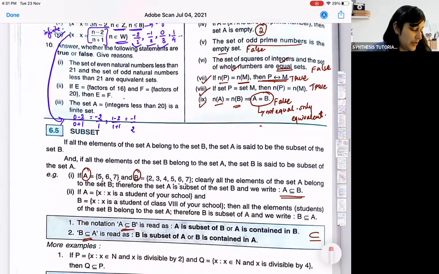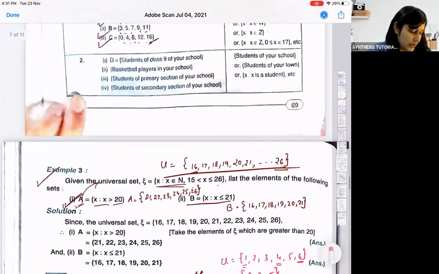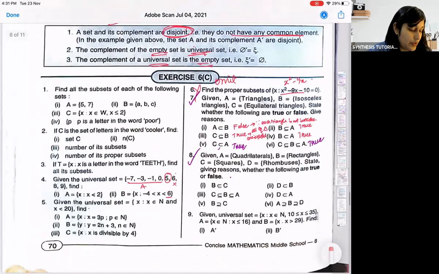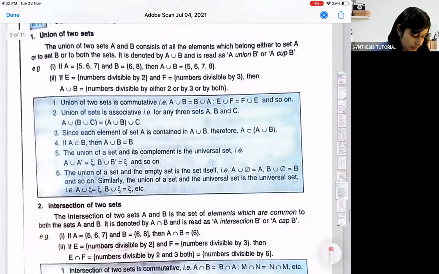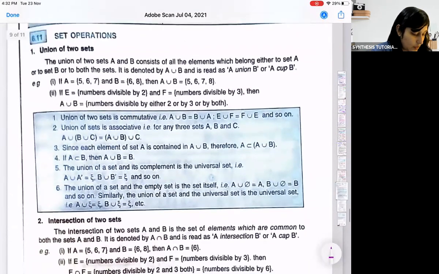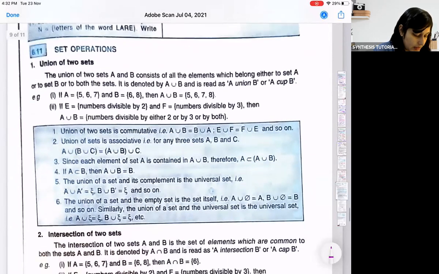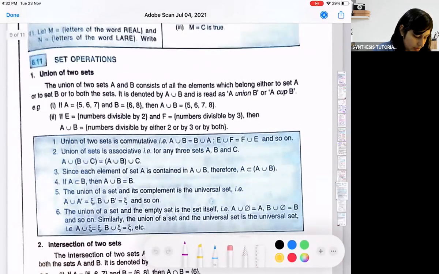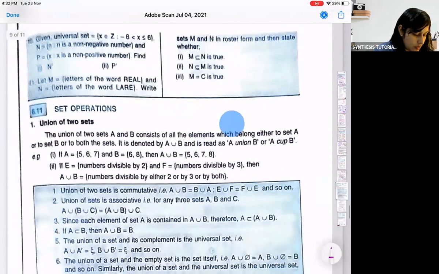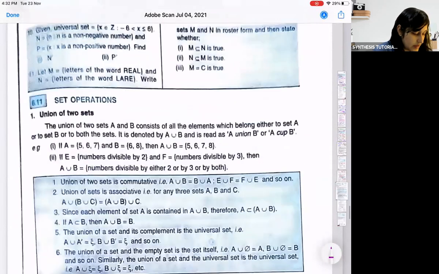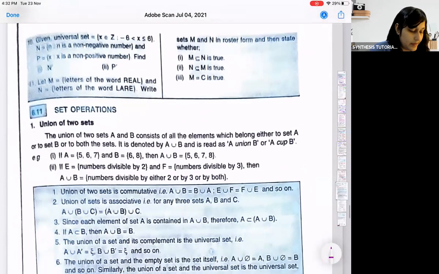All right. So anyways, so as you can see right here, union of two sets. So clearly, why did this work? Why can't I annotate? Why? All right. Okay. So anyways, I'm just going to zoom and do my stuff.